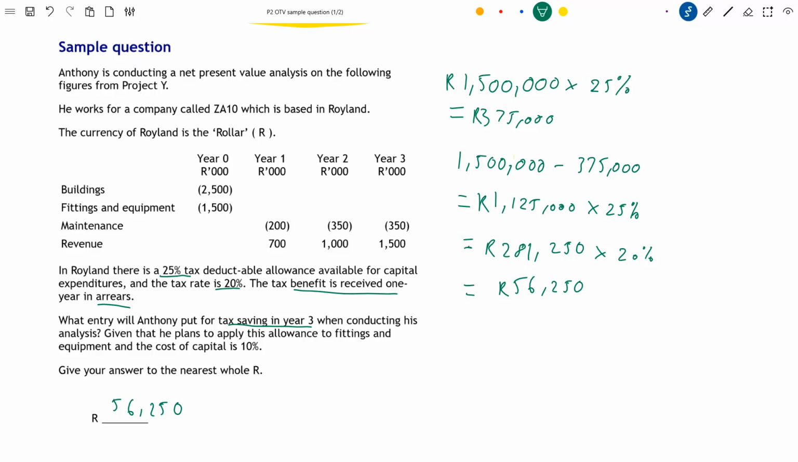So some very important bits of information in here that we had to pick out, and lots of information that was not relevant. For example, the buildings, the maintenance, the revenue, the cost of capital, as well the fact that we said it was a net present value analysis, etc. All of these things may have thrown you off. Whereas actually, the question that you needed to answer was quite straightforward. It was a simple tax calculation. So you can see those 3 tips in action there, that it's very important to identify the information you actually need and also the really specific requirement.